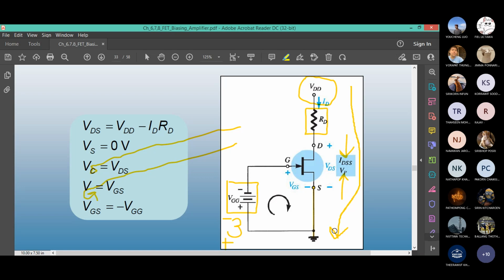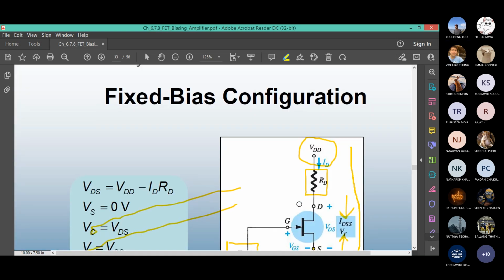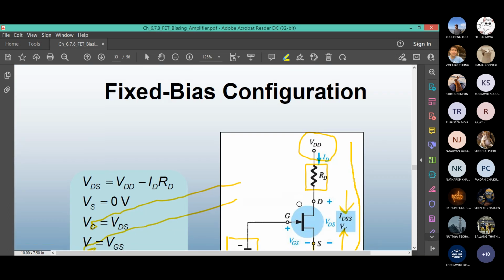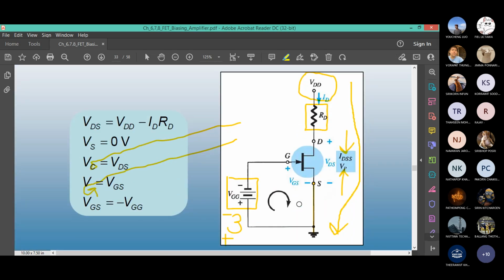Is this part clear? Is this part clear to you? Yes, sir. VGS, this is why it's called a fixed bias, and you don't even have to draw a graph. Yes, teacher, can I ask you something?